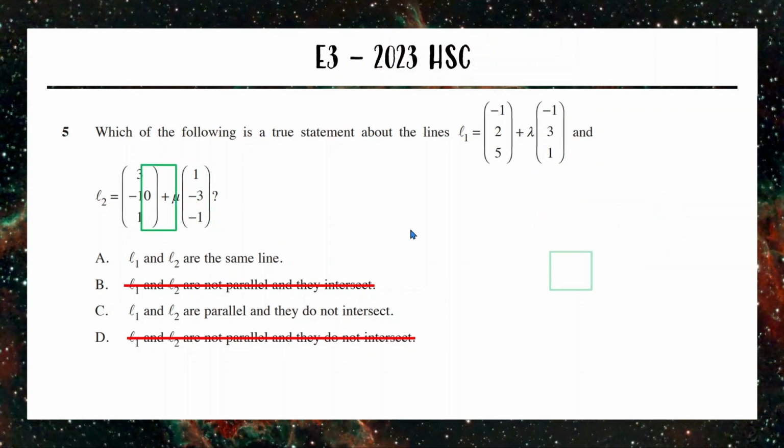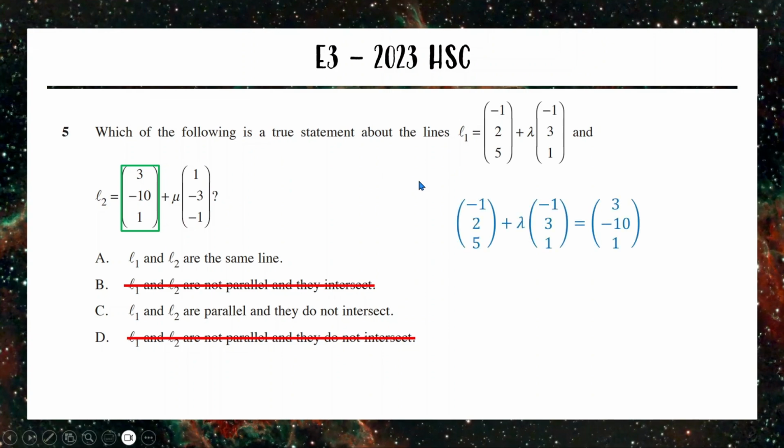Let's take the point that L2 goes through. L2 goes through (3, -10, 1). Let's use a bit of algebra to see if line 1 also passes through the point (3, -10, 1). The way we do that is we set our line 1 equation equal to (3, -10, 1), and we see if we can find a value of lambda that makes the equation work. So we're going to split this into 3 little separate parametric equations, and I'm just going to start with the easy one down the bottom.